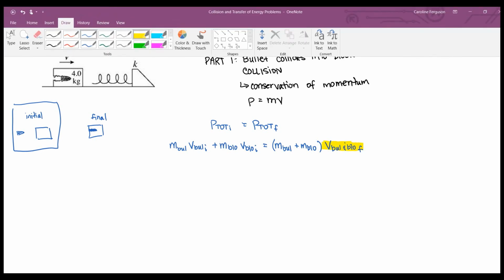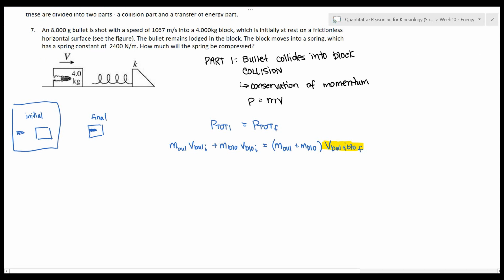So let's rearrange the formula. We're going to solve for the velocity of the bullet and the block together. They're stuck together. Final, which is equal to the mass of the bullet times the velocity of the bullet initially, plus the mass of the block times the velocity of the block initially, divided by the mass of the bullet and the block combined.